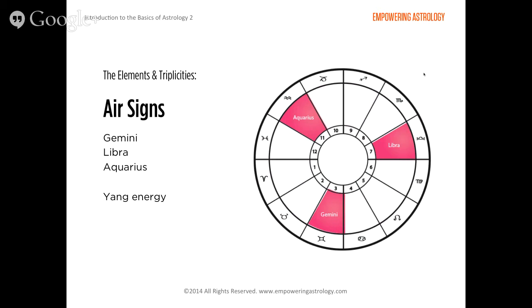So, we're on to the air signs, Gemini, Libra, and Aquarius, and the air energy is yang energy. If you think of air, it just goes wherever it wants to go. You can't really contain it. It's not solid like the earth energy. If you know a Gemini in your life, they're on the go. They're always kind of moving, whether it's more on the mental side of things, but that's that yang energy.